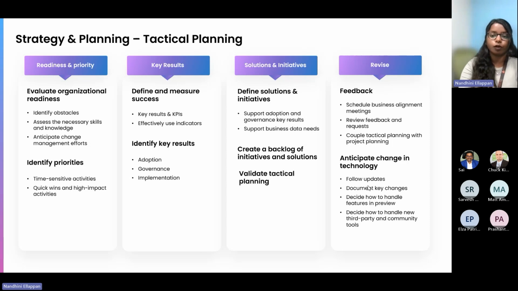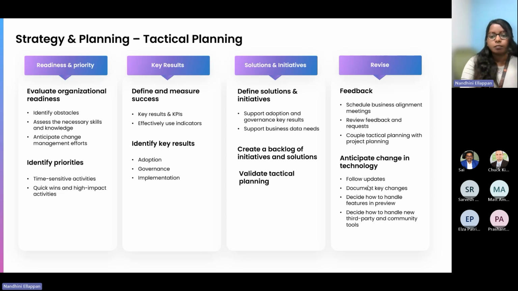And we also aim for quick wins and high impact activities in the first phase to make sure that we're showing immediate value over there. And the second phase in planning is key results, where we need to set key results and KPIs to track our progress. We also look at key results in three main areas, which is important, like adoption, governance, and implementation.